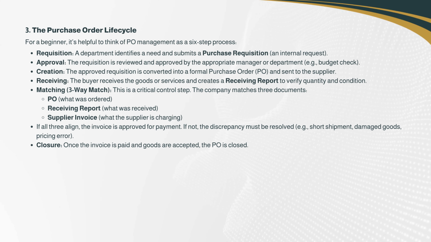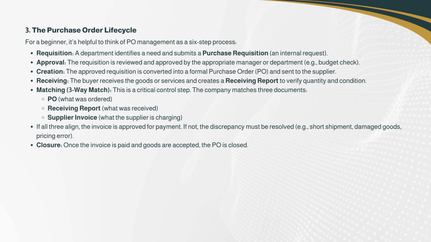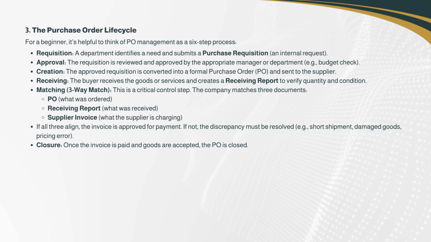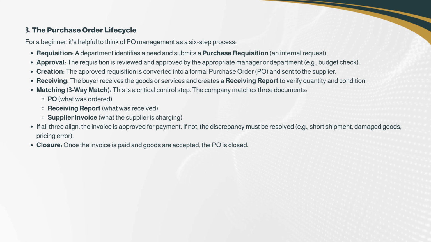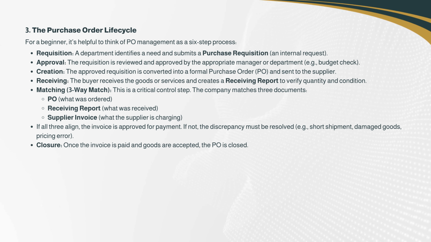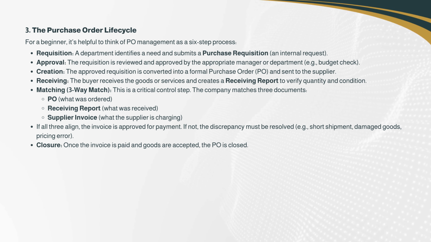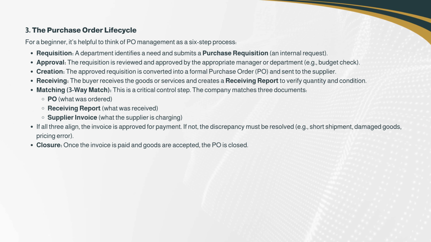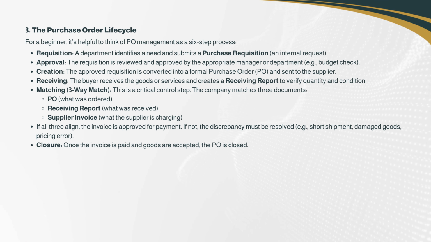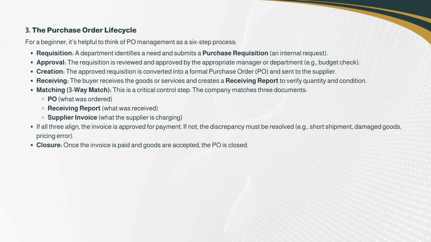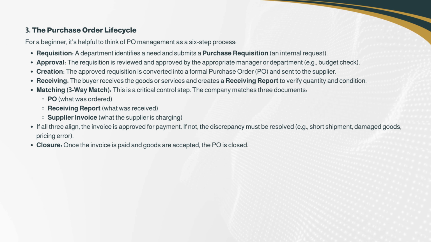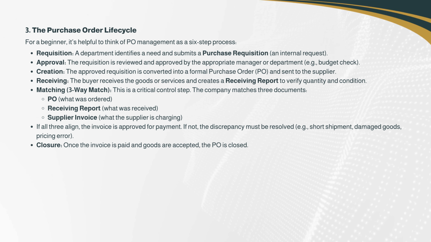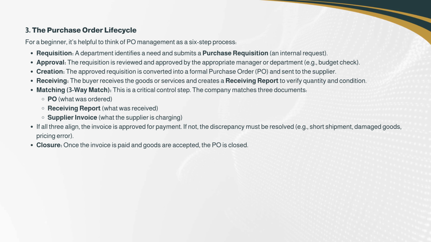Receiving. The buyer receives the goods or services and creates a receiving report to verify quantity and condition. Matching, the 3-way match. This is a critical control step. The company matches 3 documents: the PO, what was ordered; the receiving report, what was received; and the supplier invoice, what the supplier is charging. If all 3 align, the invoice is approved for payment. If not, the discrepancy must be resolved, for example a short shipment, damaged goods, or a pricing error. Closure. Once the invoice is paid and goods are accepted, the PO is closed.